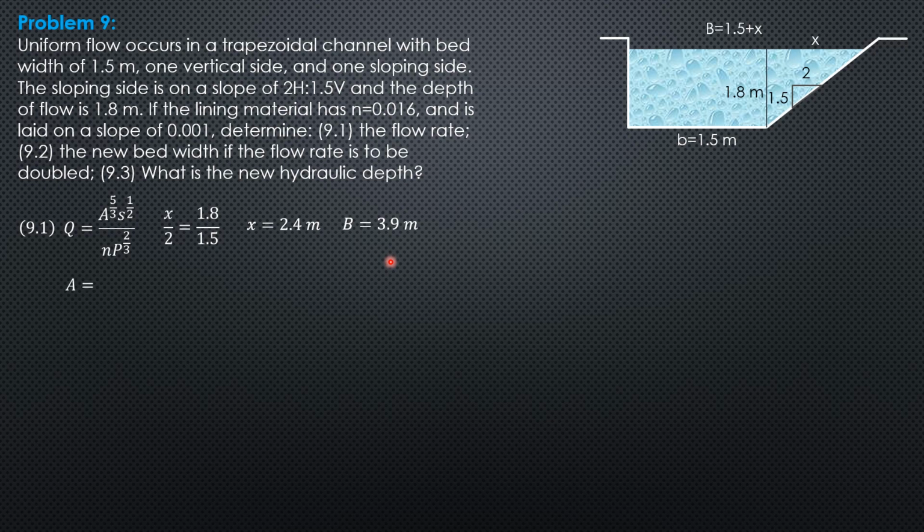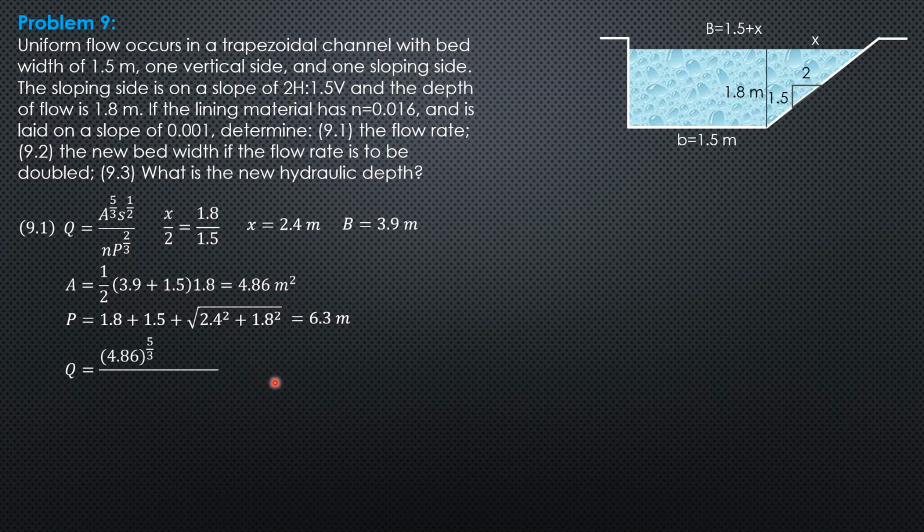So area therefore is 1/2 of quantity 3.9 plus 1.5 times 1.8. So it is 4.86 square meters. The perimeter is 1.8 plus 1.5 plus square root of 2.4 squared plus 1.8 squared. So the wetted perimeter is 6.3 meters. So substitute into the formula to compute for Q.